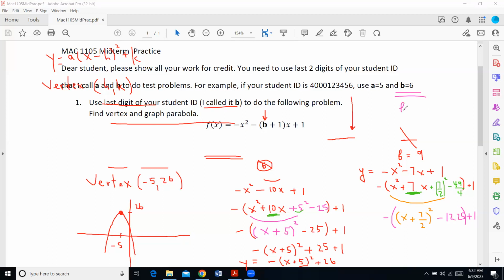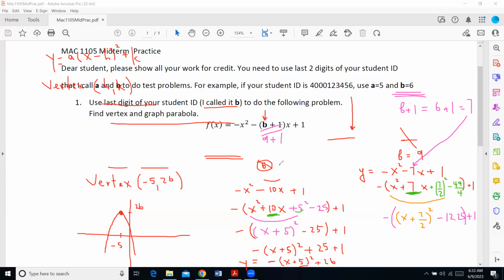So B plus 1 is the same as 6 plus 1, which is 7. So I'm using that B plus 1, which is multiplied by X, and that's what I put here. Right? Just like that. The last digit, I was asked to use 6, so I'm using 6. I was also asked to use 9.